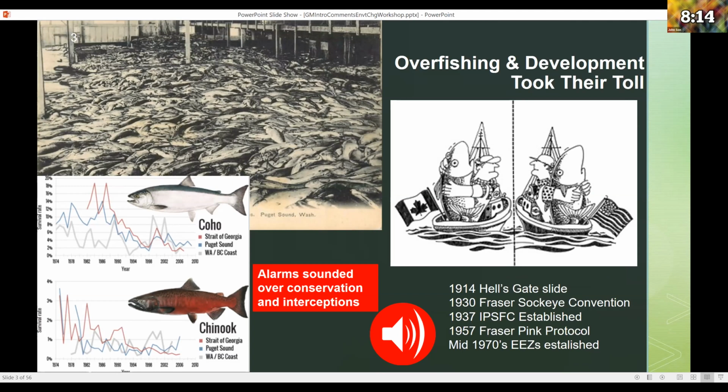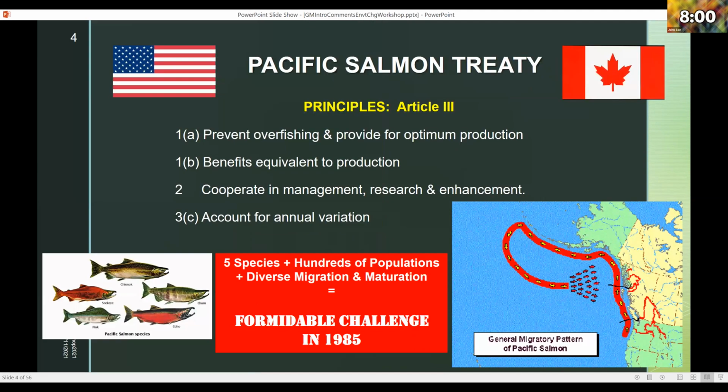And in the mid-1970s, the exclusive economic zones were established offshore, which really set the stage for coastwide cooperation in terms of conservation of species like Coho and Chinook salmon. That led to the negotiation of the Pacific Salmon Treaty. Article 3 of the Pacific Salmon Treaty contains a number of principles that require extensive cooperation in research, management, and enhancement between the two countries. And one of those was to account for annual variation.